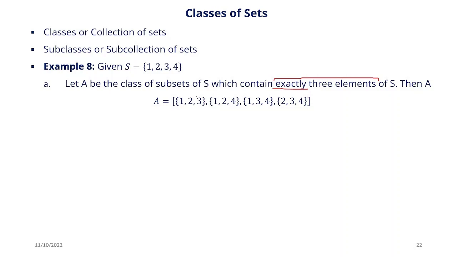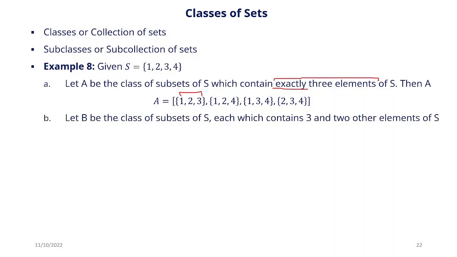See, you cannot just create another set and say 2, 3, 1, or 1, 3, 2. All of them are the same thing, because the arrangement of a set does not matter. So as long as there is 1, 2, and 3 here, you can't create any other set that contains 1, 2, 3. Let B be the class of subsets of S, each of which contains 3 and any 2 other elements of S. So we are going to create this class of subsets that must contain 3 and any other 2 elements. 1, 2, 3 is a part of it.